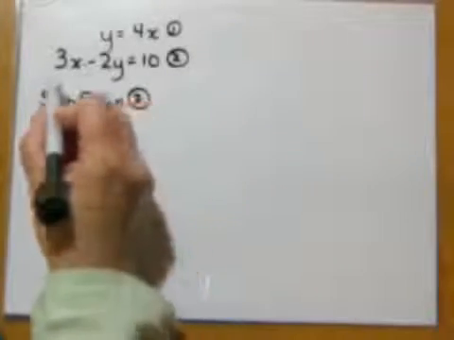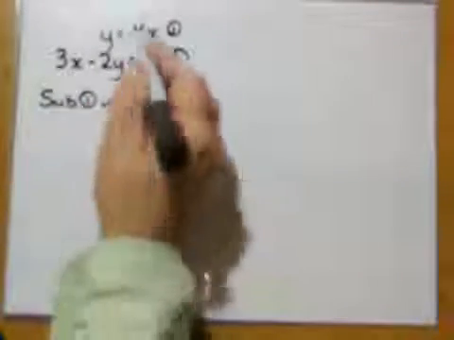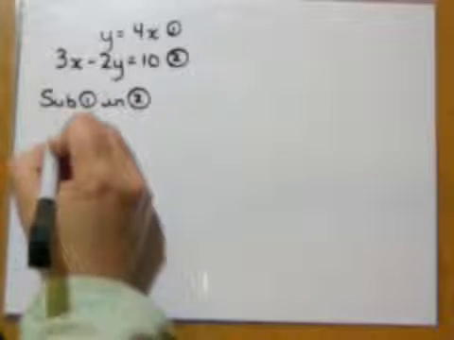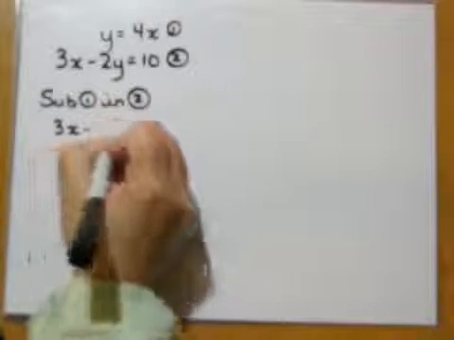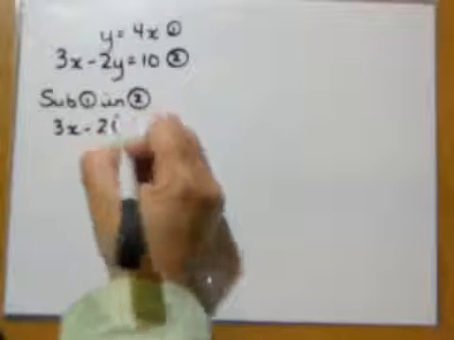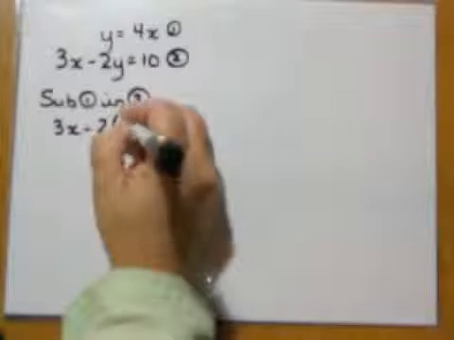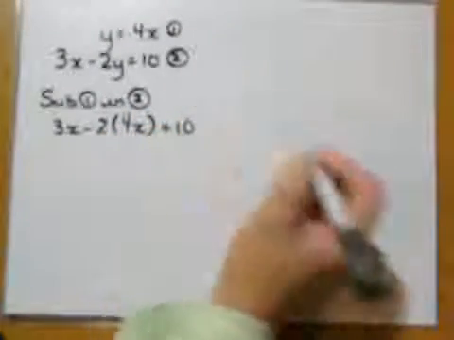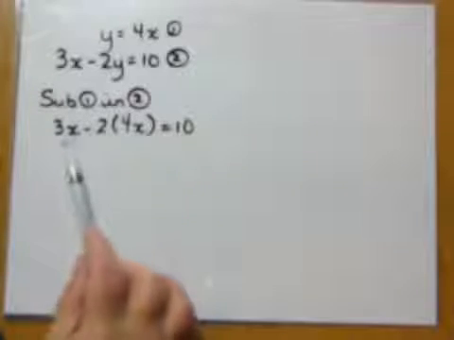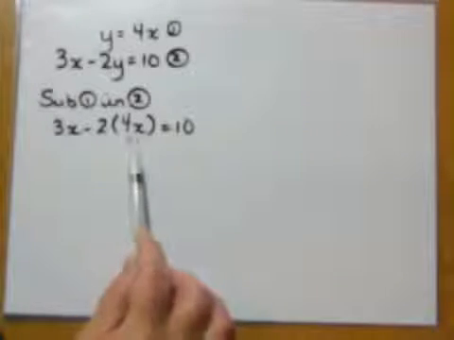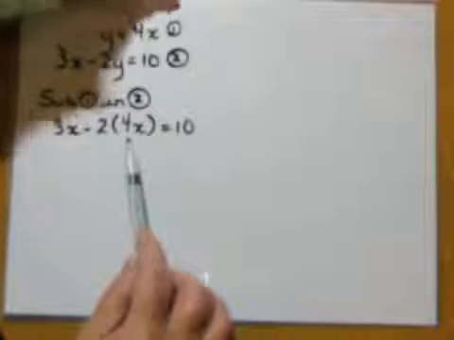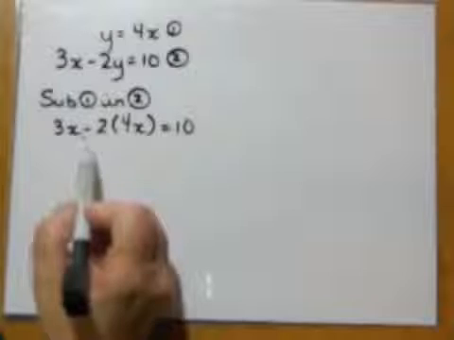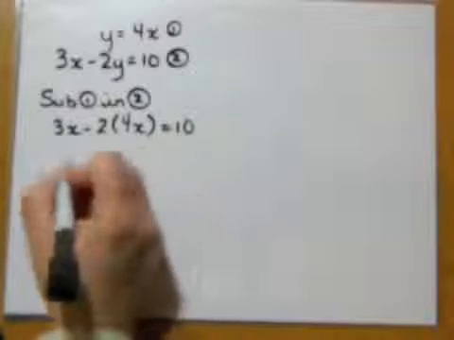What that means is that I'm going to write equation 2 down again, except that since I know y equals 4x, instead of y, I'm going to write 4x. So 3x minus 2y, but instead of y, I'm going to put a set of brackets and write down 4x, and that's going to equal 10 from the second equation. Now this is one equation with one unknown in it.